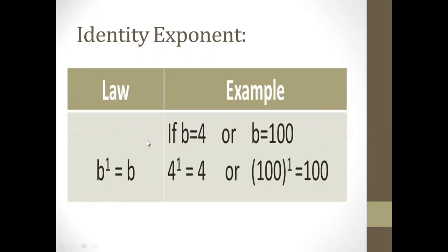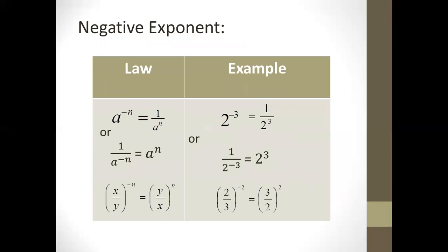The next law is identity exponent. This law states that any number to the first power is itself, and itself is exactly the base, right? Now, if the base is 4, then 4 raised to the power 1 is again 4, right? If the base is 100, then 100 raised to the power 1 is 100, right? This is the identity exponent.